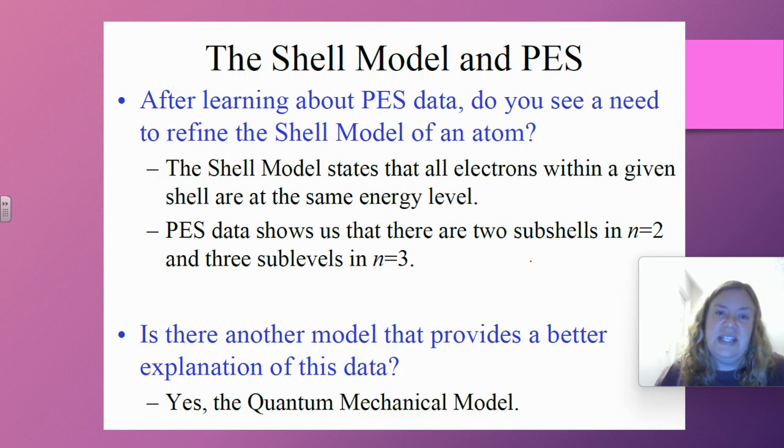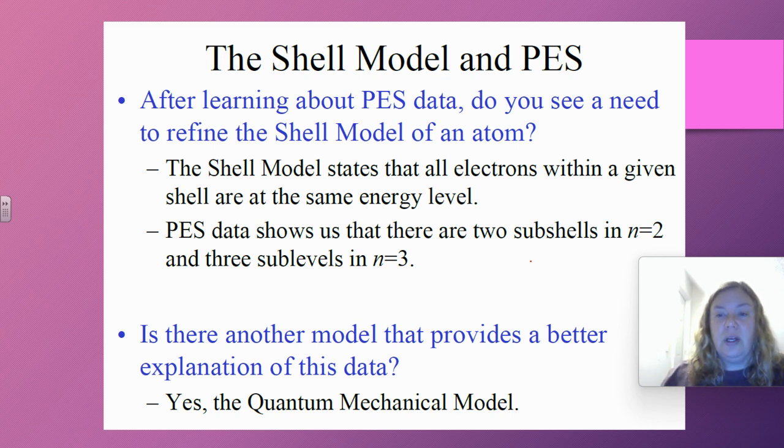I do want you to understand, though, that photoelectron spectroscopy is really how we took the Bohr model to the next level. The shell model, which is more like the Bohr model, states that all electrons within a given shell are at the same energy level. Photoelectron spectroscopy data shows us that there are 2 subshells in N2 and 3 sublevels in N3. What that means is in N2, there's a 2s and a 2p. In N3, there's a 3s, a 3p, and also a 3d.